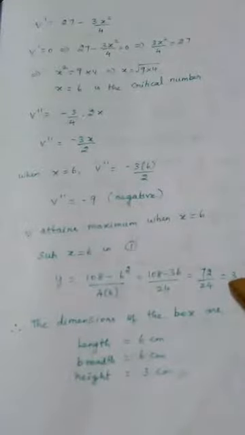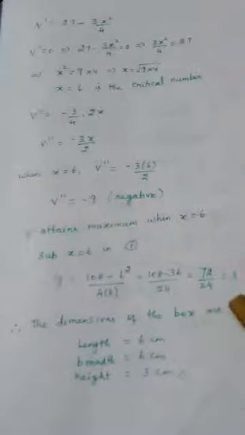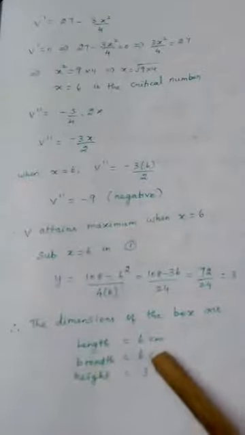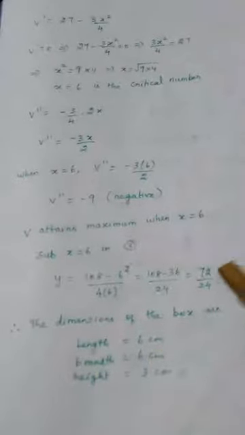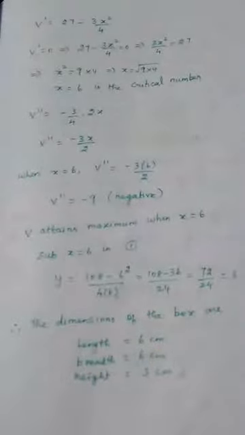So after finding x and y, we are writing the answer. The dimensions of the box are length is 6 cm, breadth is also equal to 6 cm, height is equal to 3 cm. So this is the answer.